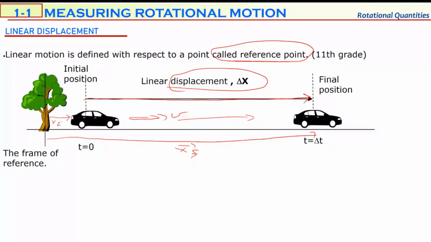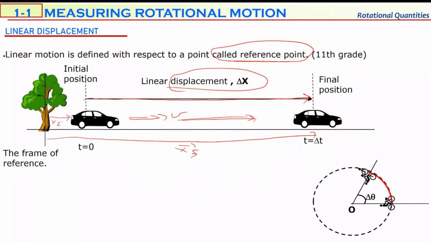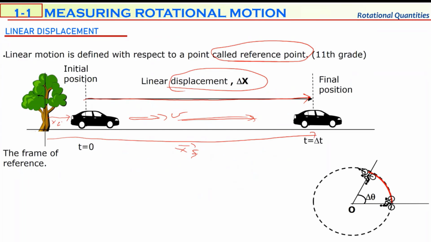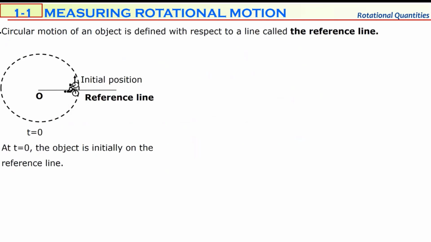But in circular motion, the object is not moving in a straight line path. It's a curve. That's why the object is also turning by some angles, like this. In 11th grade, we defined the reference point. But in the 12th grade, when we are defining circular motion, we are not going to use a point, we are going to use a line. Now in circular motion, we are going to define a reference line. This is a reference line.